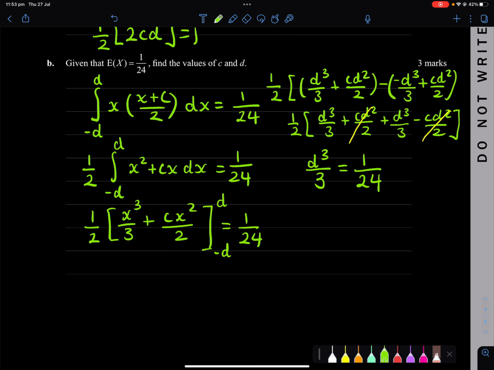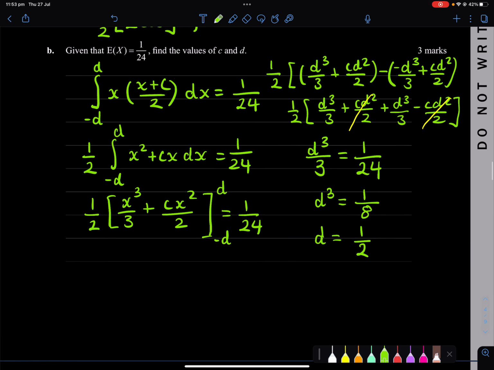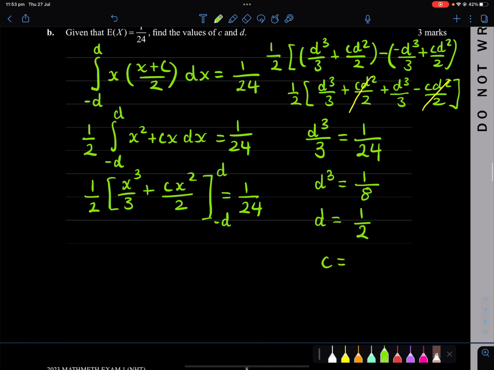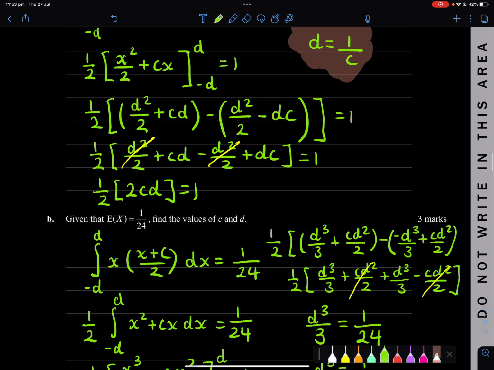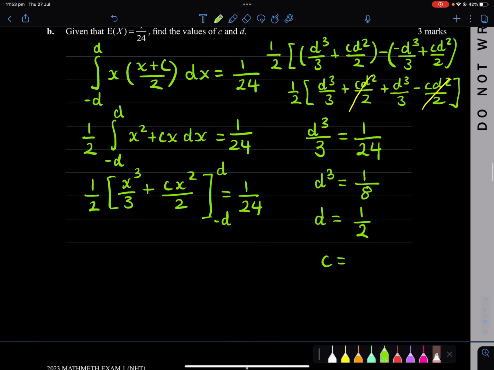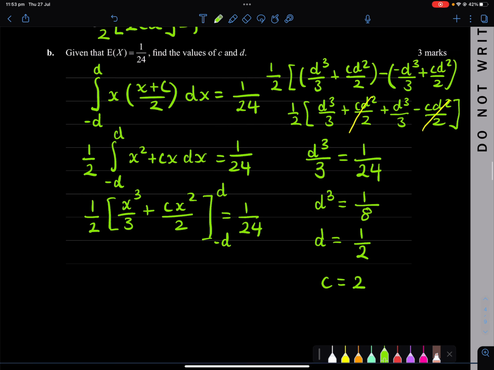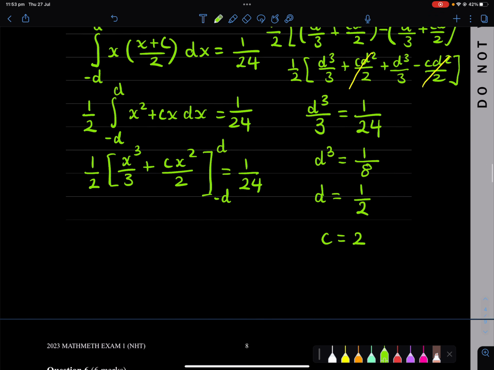Now, if I multiply 3 on the other side, it'll be 1 over 8. So D is 1 over 2. So D is half. So if I know D is half, and I come back here and I know that D is equal to 1 over C, it means that your value of C is 1 over D, which is just 2. If I'm not mistaken, yeah. Yep. Perfect. So these are your answers. All right.